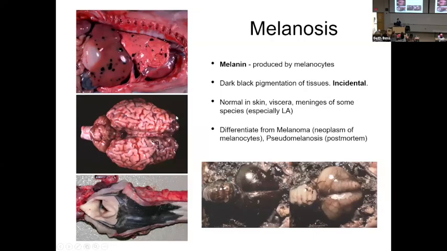Here's melanosis in the meninges. Also in the meninges, this is a silky chicken. Even their bones are black, which is pretty cool. You can't really see it very well, but this is the skull, the bones of the skull, and it's dark black. Here's a larynx in some kind of ruminant.